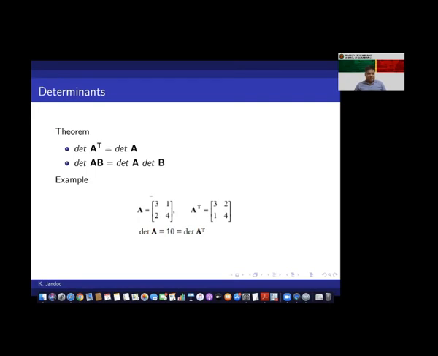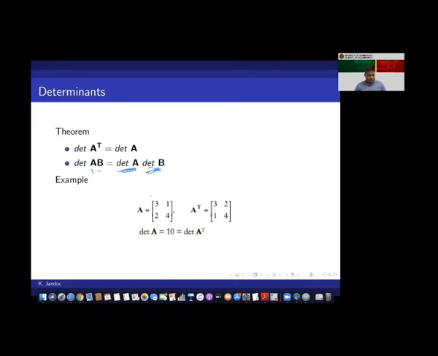Okay, so if you have two matrices A and B, then you multiply A times B, and then you get the determinant of that. It's the same as getting the determinant of A first and then multiplying it with the determinant of B.